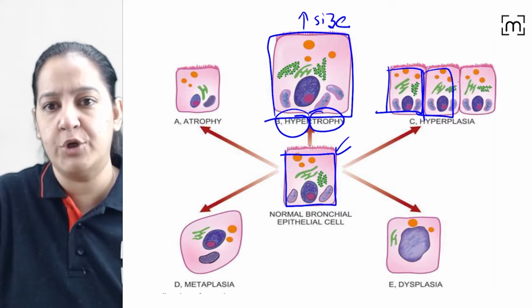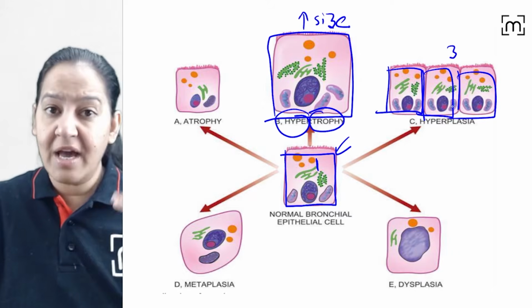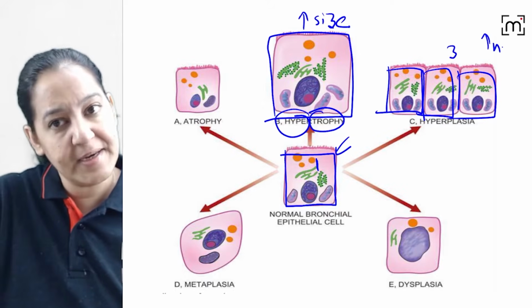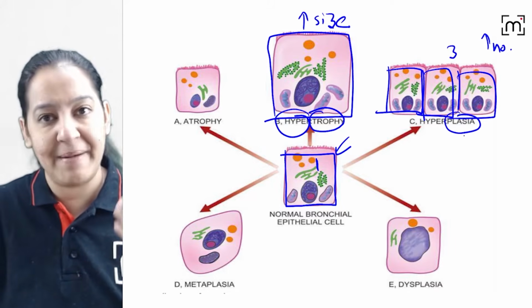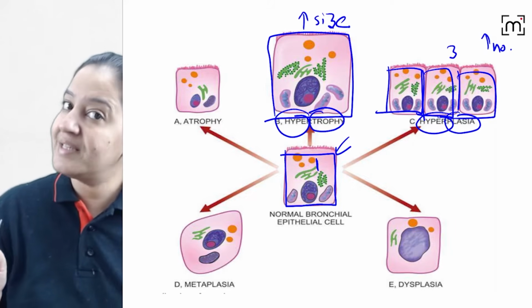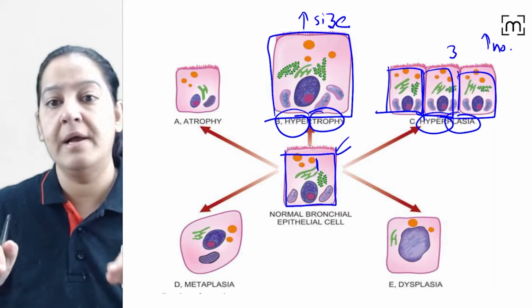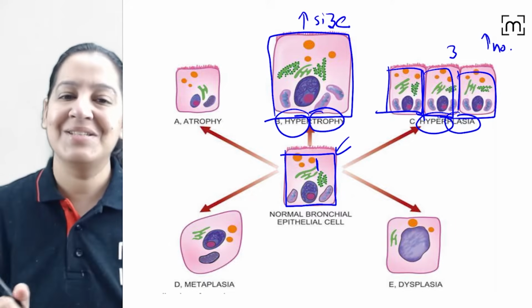Can you see? 1, 2, 3. So from 1 cell, they become 3 in number, right? So they are increasing in number. So increase in number can happen, not size, but the size is same. So it is known as plasia. The word plasia means number. Hyperplasia. So hypertrophy means increase in size, but not number. And hyperplasia means increase in number, but not size, right? So that is the 2 things.